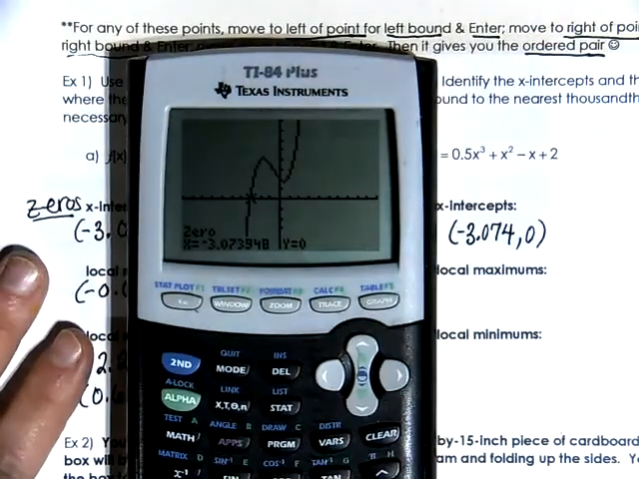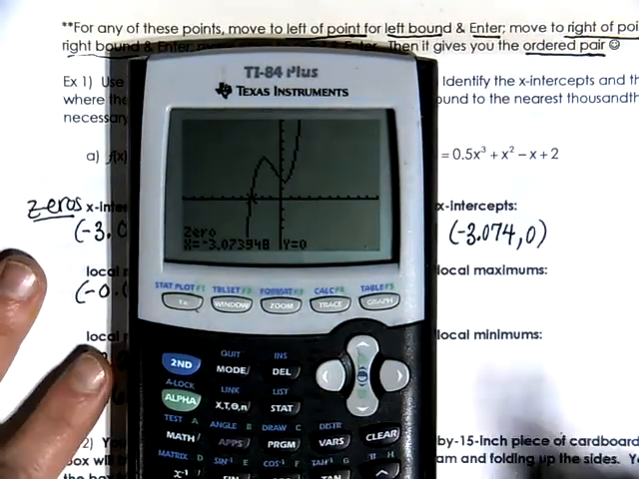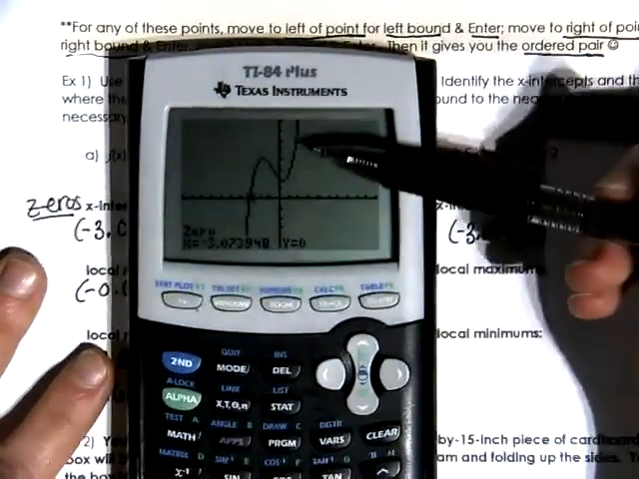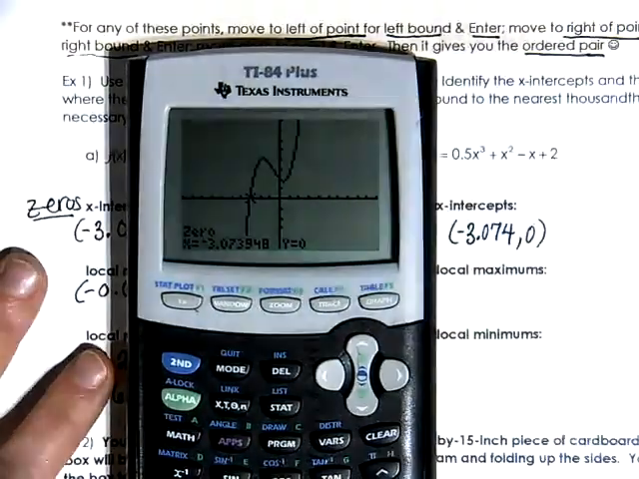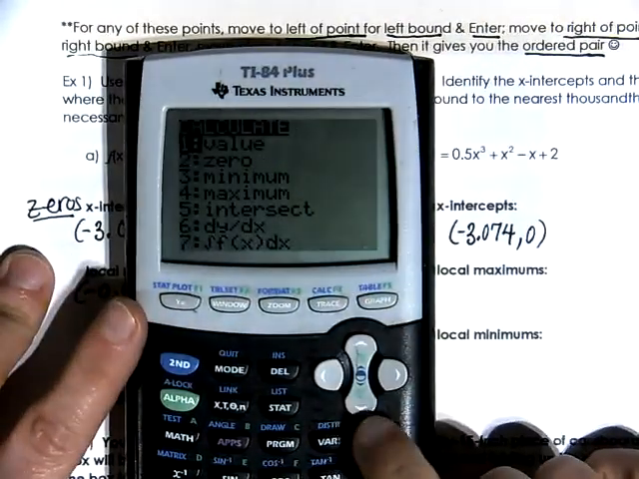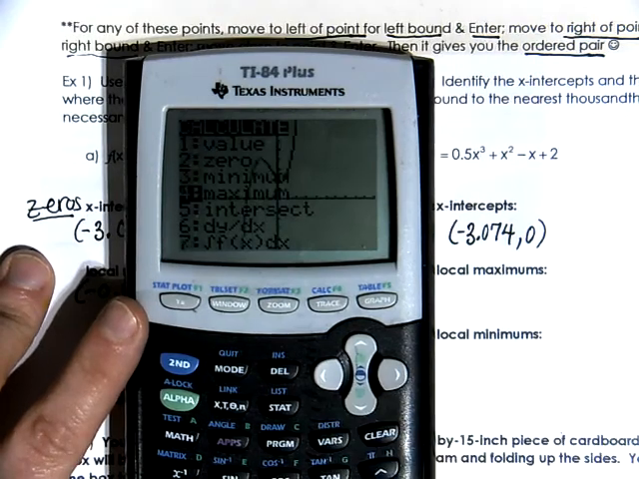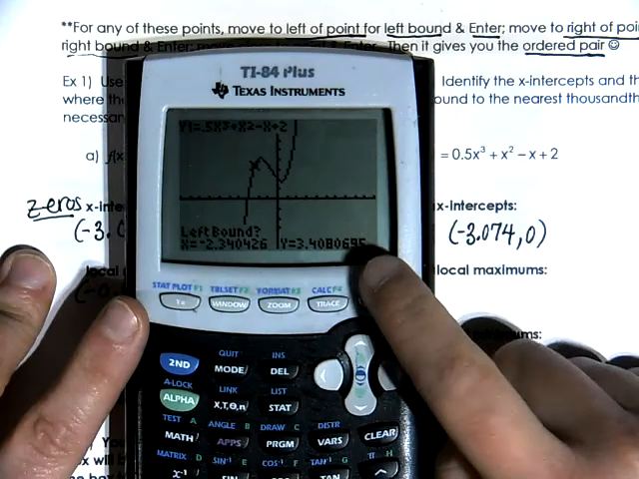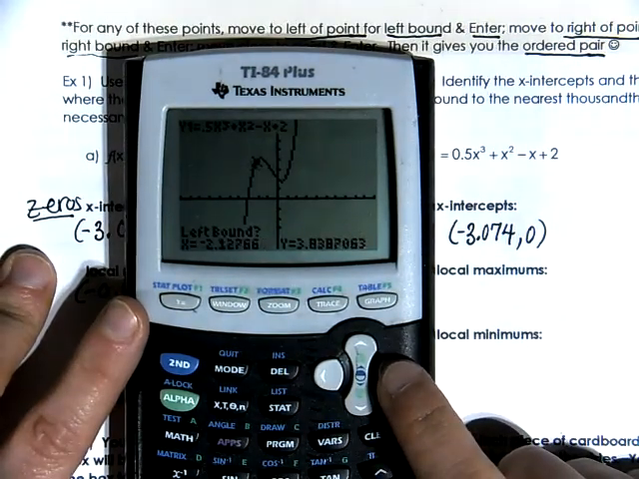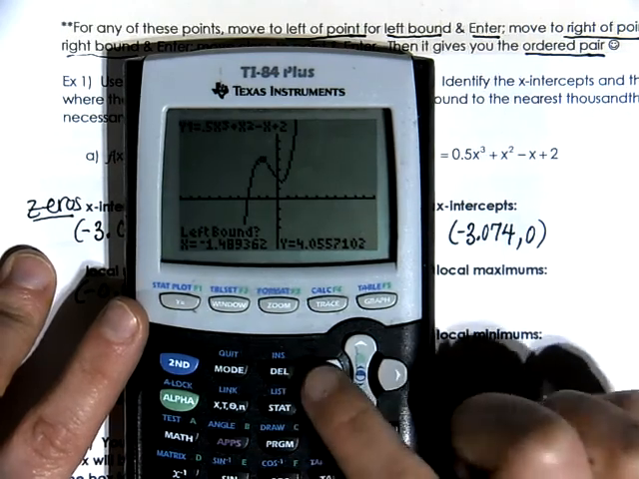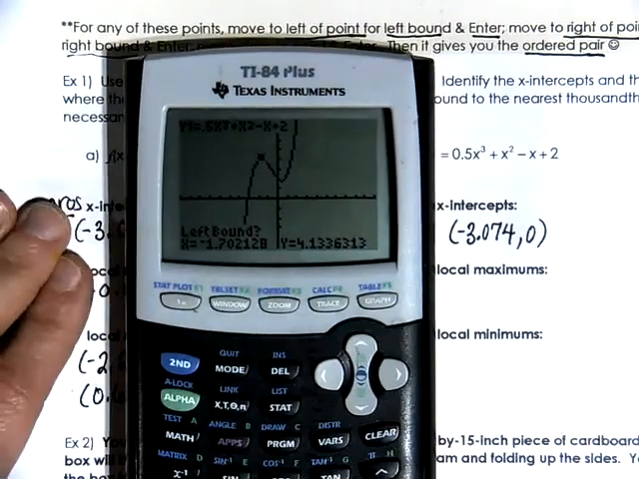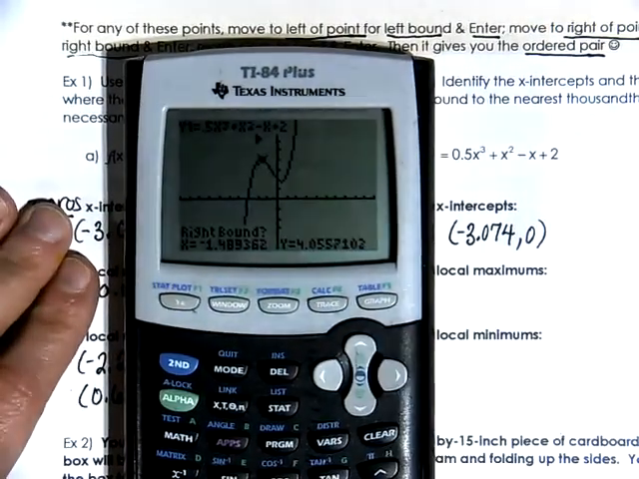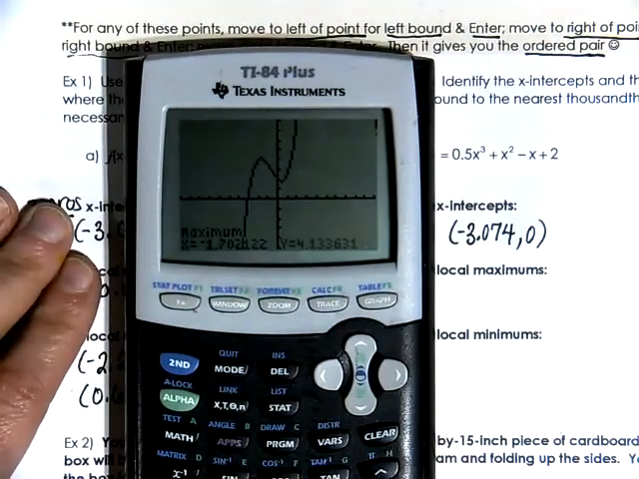Comma 0. That is my 0 of the function. Now I'm going to identify my local maximum, and in this problem I only have one local maximum. So I'm going to press second trace, go down to where it says maximum, and press enter. I'm going to move my cursor, really paying attention to my y values. I'm at 3.4, 3.8, 4.0, 4.1, 4.0. So 4.1, I'm going to call that my left bound, enter. Press the right arrow one time, enter, enter.